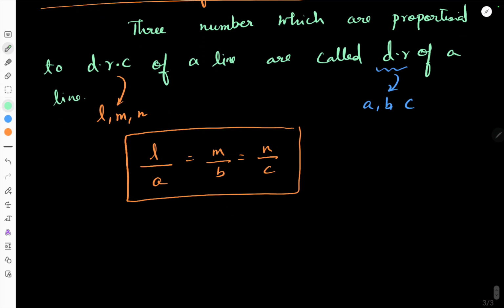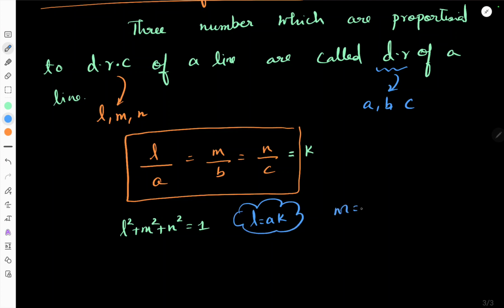So we know that L square plus M square plus N square is equal to 1. So this is the same ratio we will have proportional. I will take this ratio as K. So from here L by A will be equal to K, which means L equal to AK, M equal to BK, because M by B equal to K, and N by C is equal to K, which means N equal to CK.